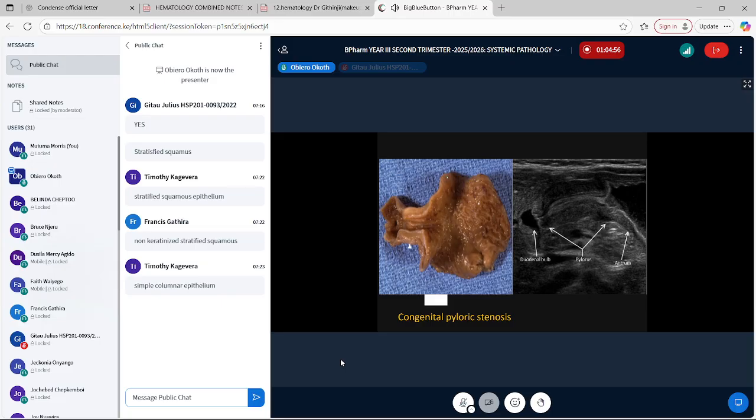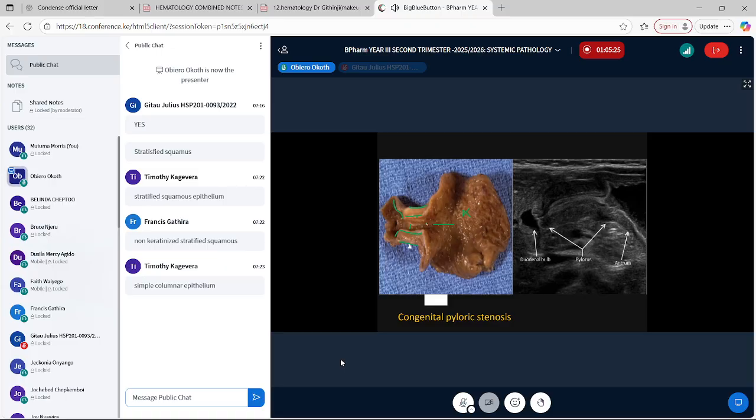This is the stomach. This is the pylorus. And you can see the wall of the pylorus is thickened. This is the mucosa. This is the duodenum. This is now the stomach. This is the antrum. So food cannot pass through here because of this thickening. You can see the lumen has been narrowed. Yes, this is the congenital pyloric stenosis.